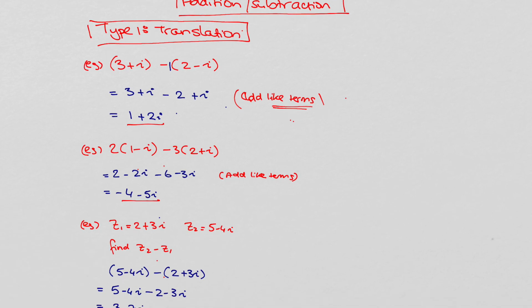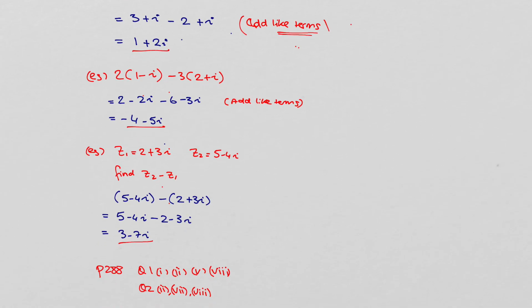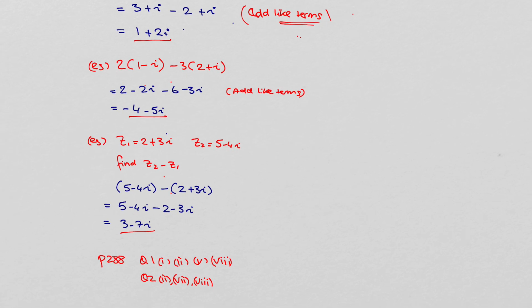If I look at Z1 equals 2 plus 3i, and Z2 equals 5 minus 4i, sometimes we can be given the questions in terms of z's. So, for instance here, find Z2 minus Z1. So I take the two complex numbers and I replace the Z2 and the Z1 with 5 minus 4i minus (2 plus 3i). Then getting rid of the brackets, it's minus 2 minus 3i. And then adding like terms, so adding the constants, 5 minus 2 gives me 3, and adding the i's, minus 4i minus 3i gives me minus 7i.